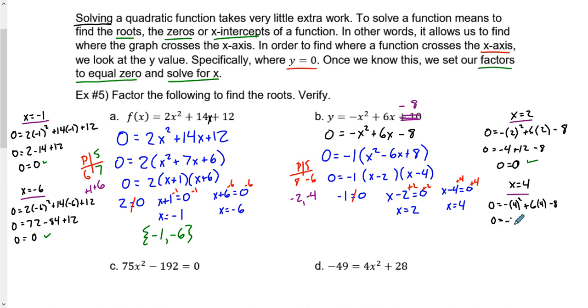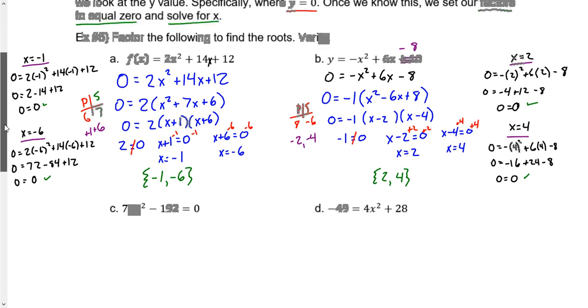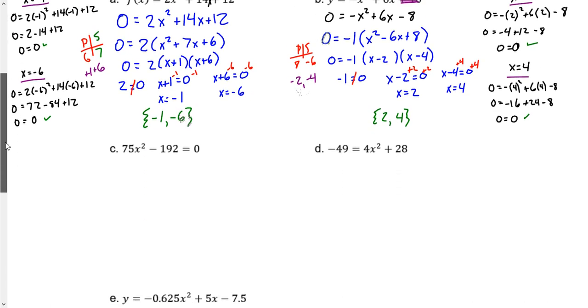Four squared is 16, so -16. Add 24, subtract 8. Yep, that for sure comes out as 0. We are all good. Our two answers are 2 and 4. Let's go into the next one.